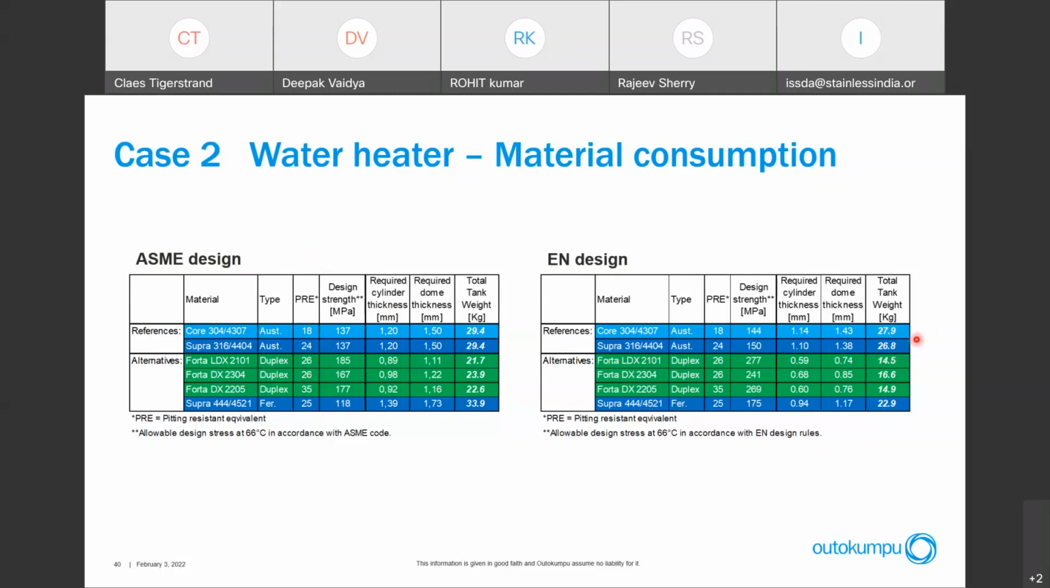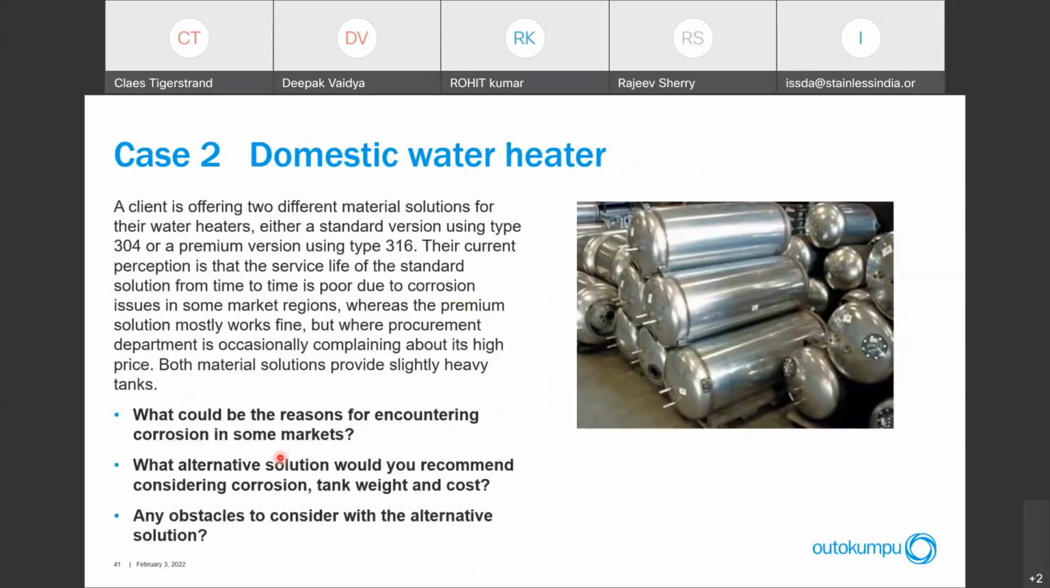So, coming to the conclusion there: in some markets, grade 304 can suffer from pitting corrosion, so you need to go for higher alloy material. Which alternative can you use there? The most obvious one is to use a duplex grade, where you have both higher strength and higher corrosion resistance.